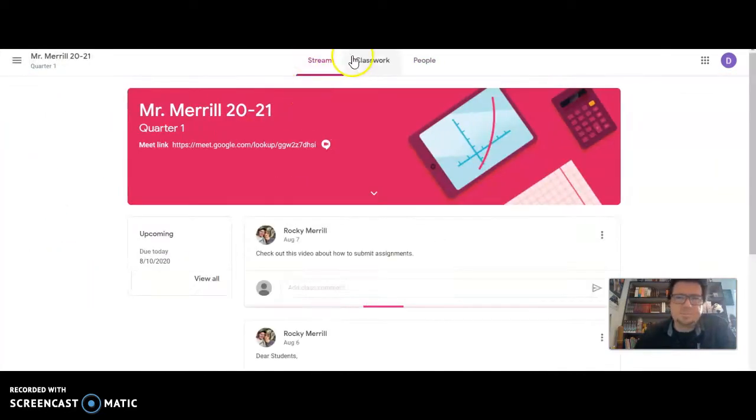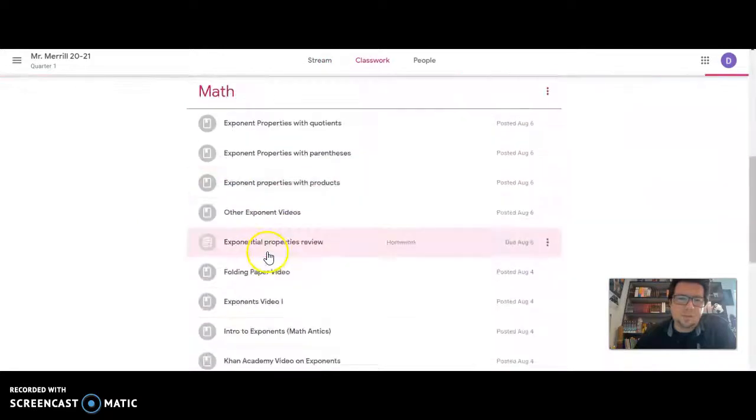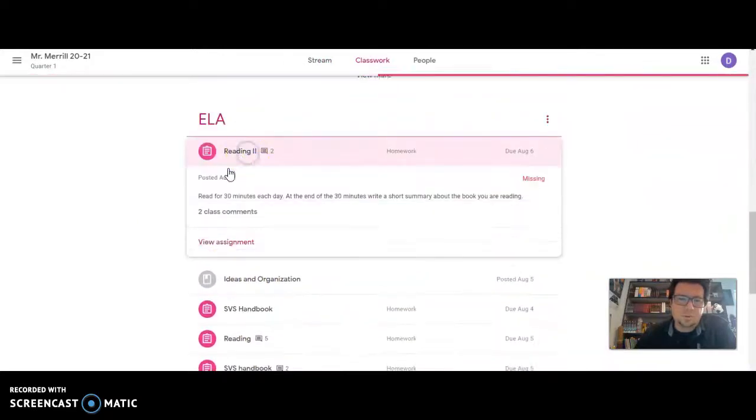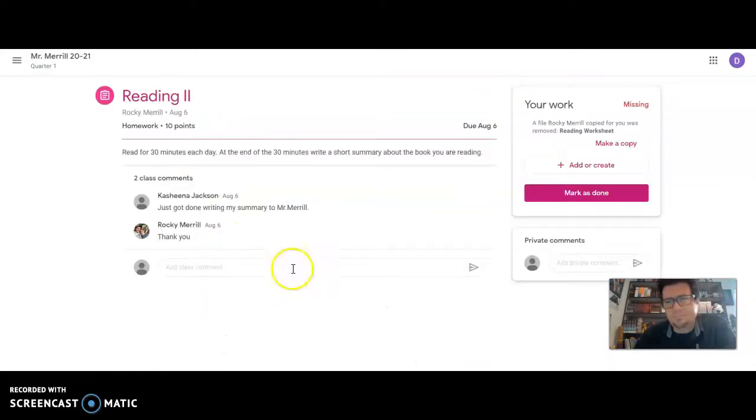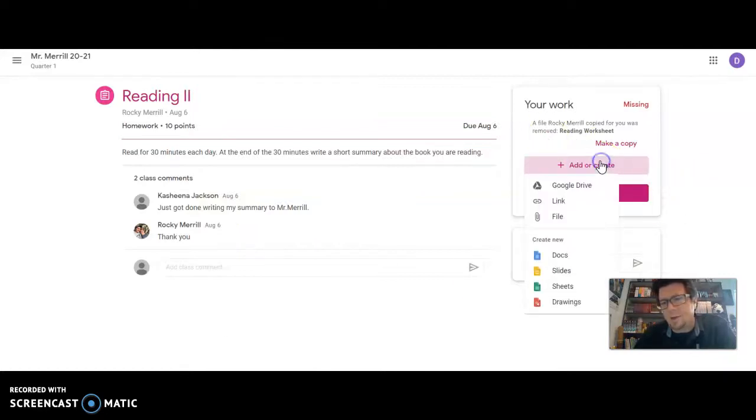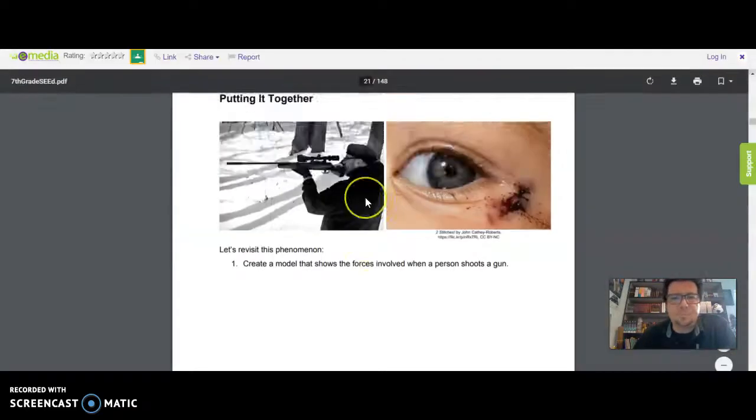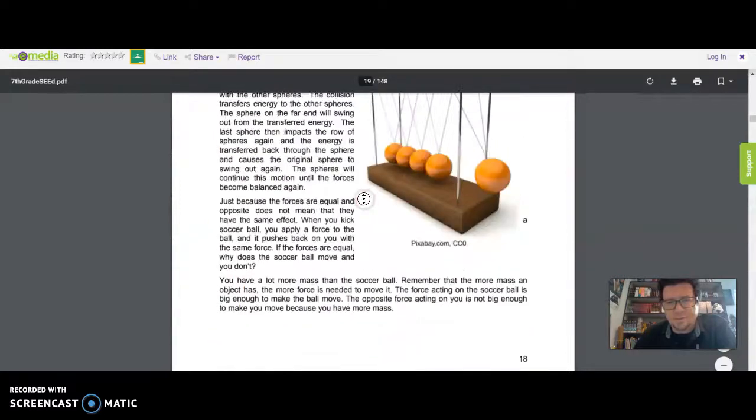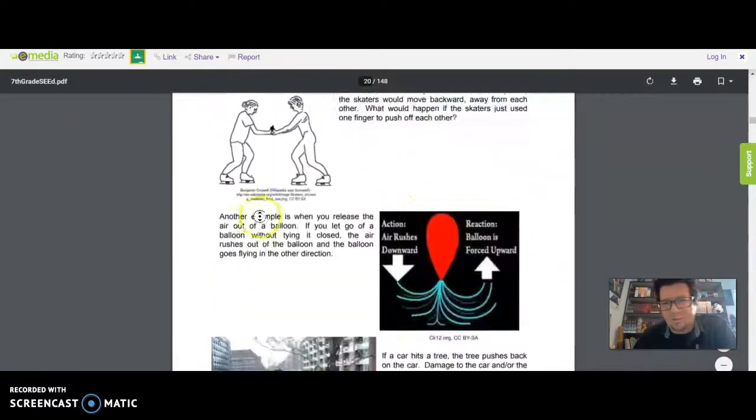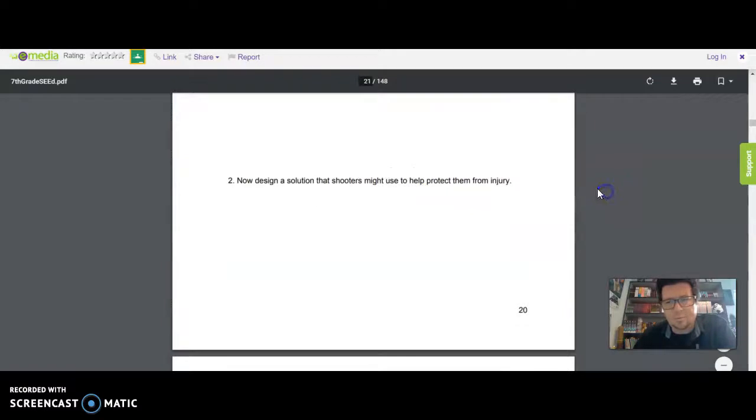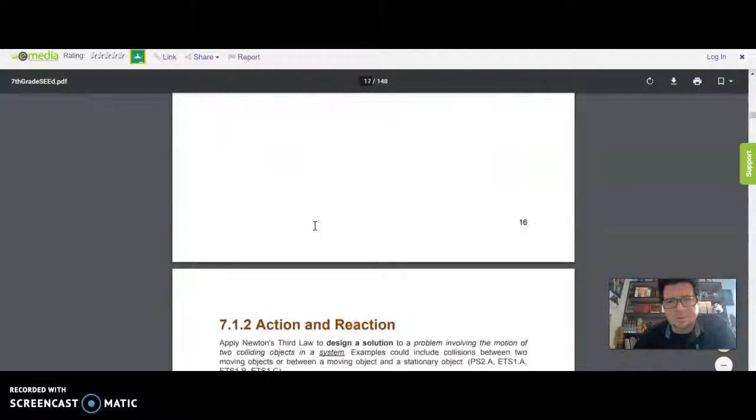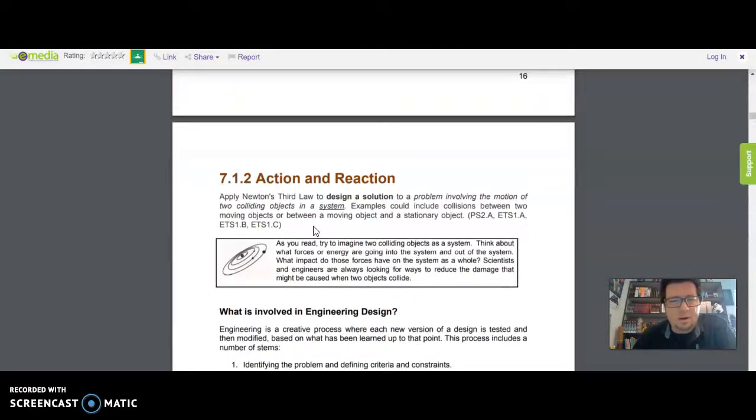Okay, so you go to View Assignment, Add or Create, get a Docs, fill it out, turn it in, and that's how I will be receiving your work on this assignment. So that is pages 16 through 20, action and reaction.